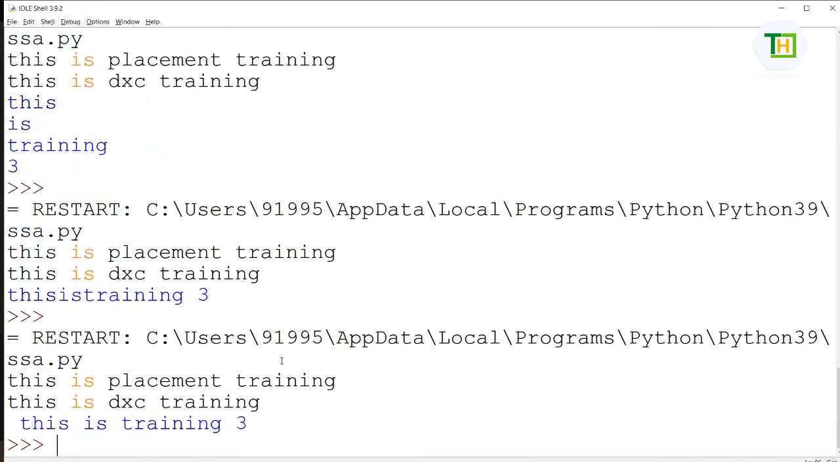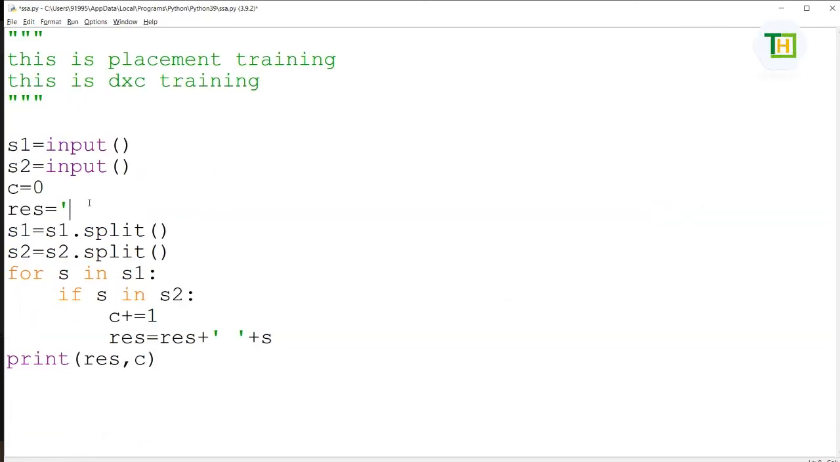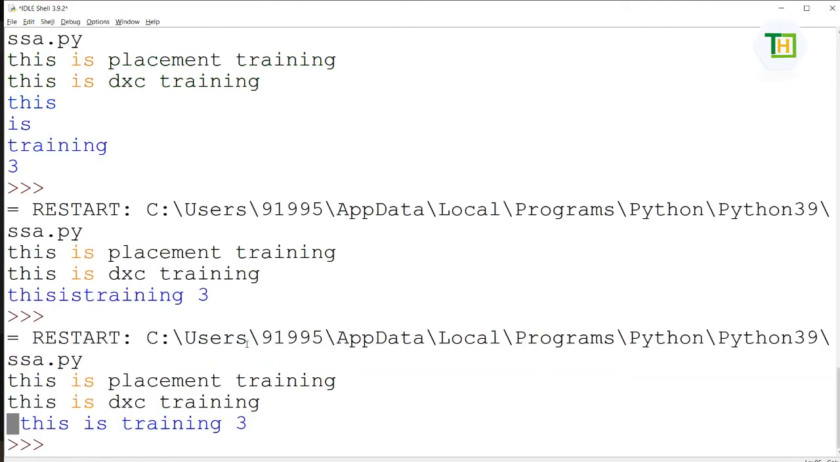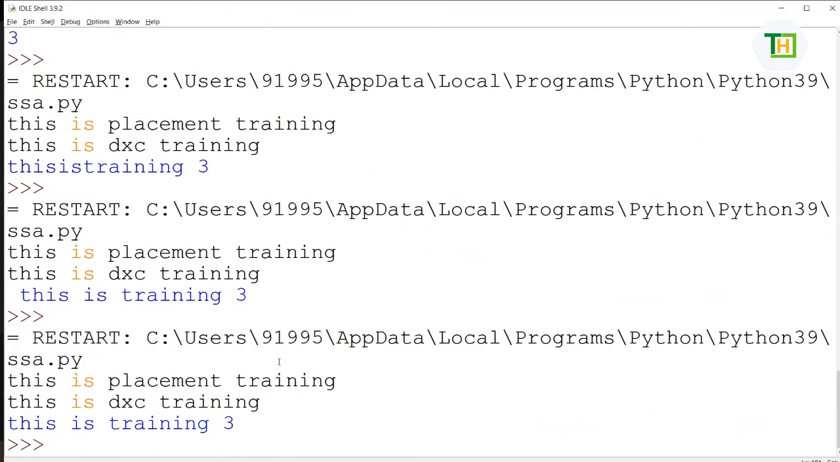And if there is any mistake, just observe here. There is a space in front of it. Before that, I'm going to convert it into a list. Then you will understand more clearly what I'm writing. Dot append of s. Then here I'm going to write dot join of res.